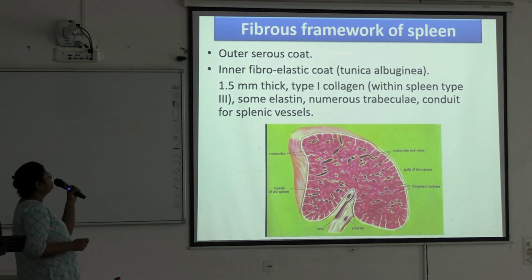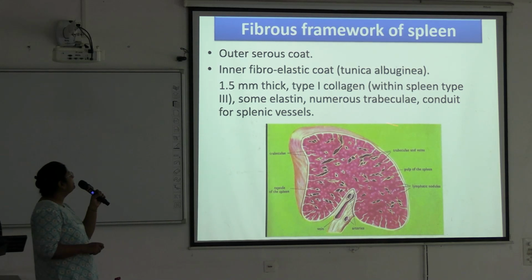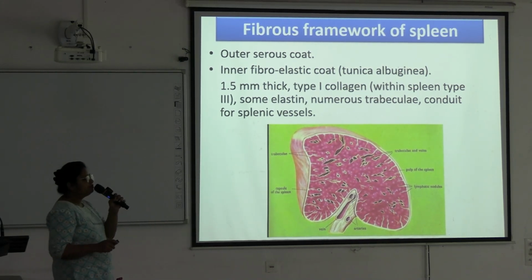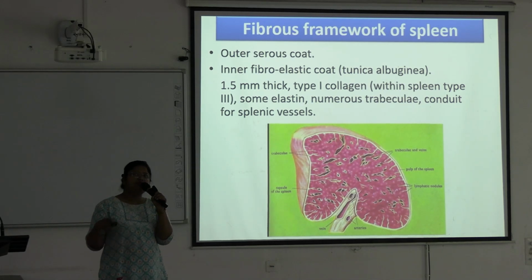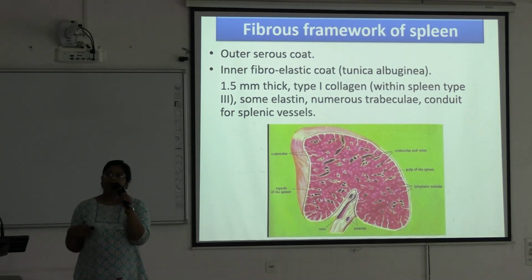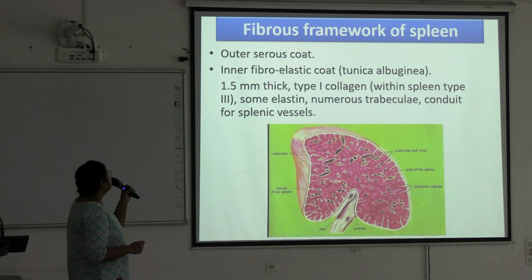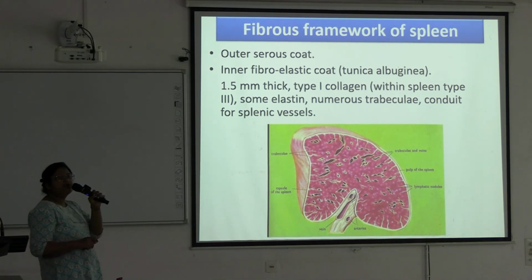Next, see here, the fibrous framework of the spleen. There is an outer serous coat. We have seen the spleen is covered by a peritoneal covering. This peritoneal covering forms this outer serous coat.